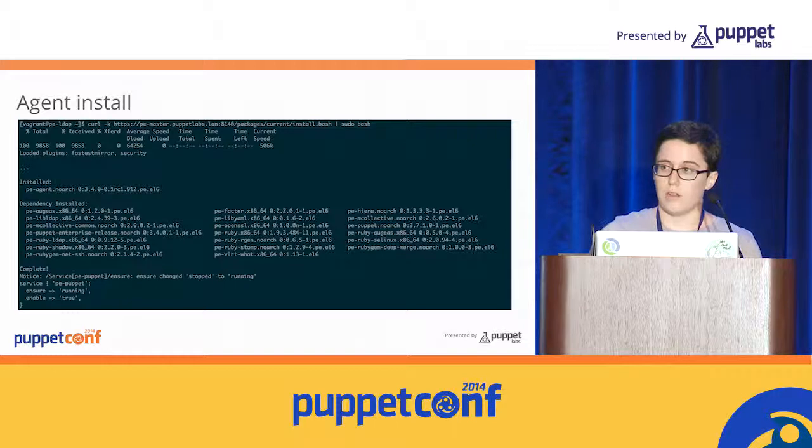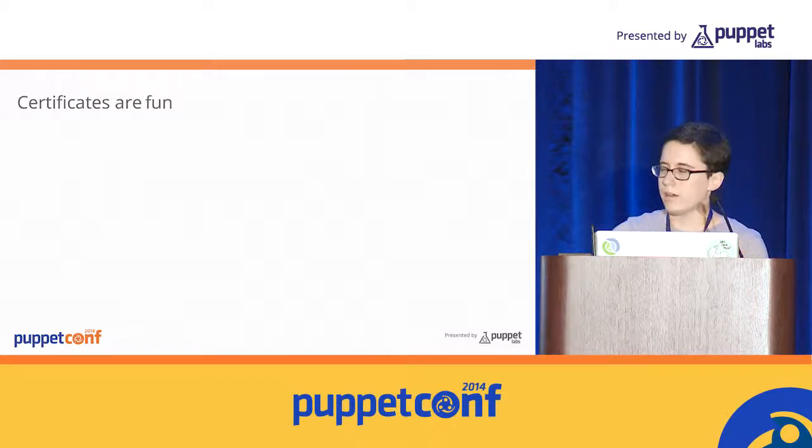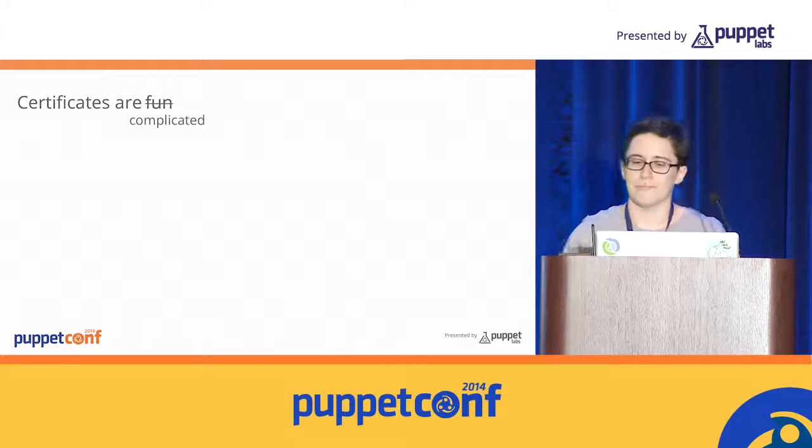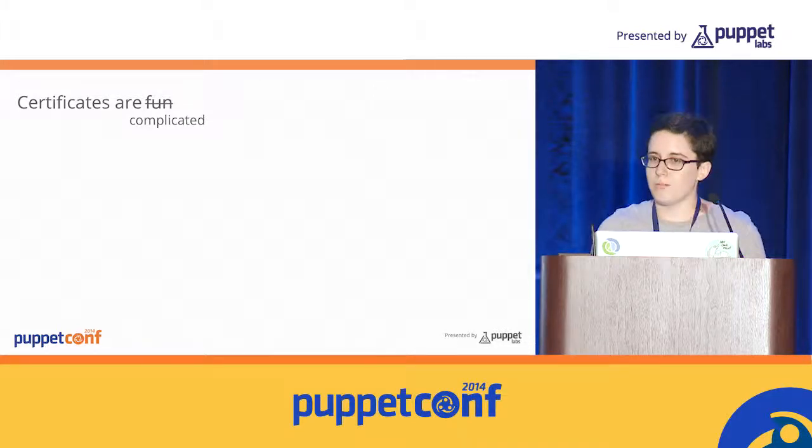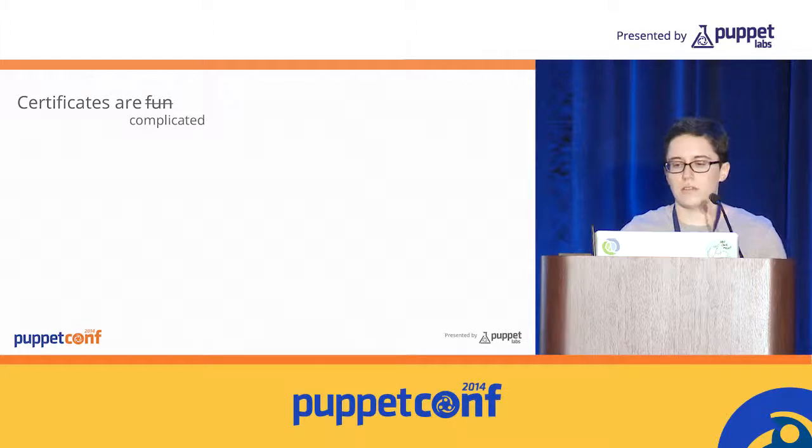So with that, I should have an agent up and running. We're going to take a little digression here and talk about certificates. Certificates are a lot of fun, by which I mean they're really complicated. As you probably already know, Puppet uses HTTPS using SSL to communicate between the agent and the master.